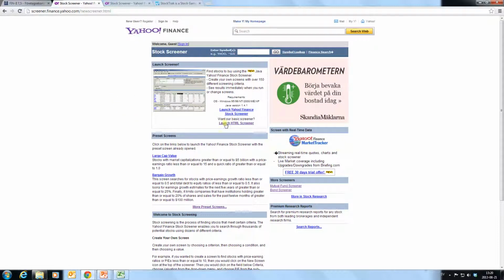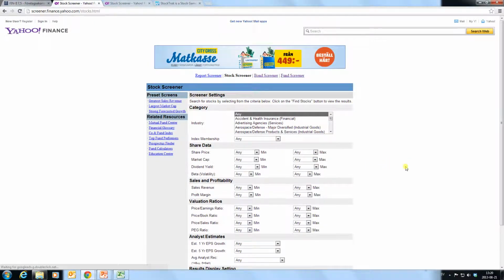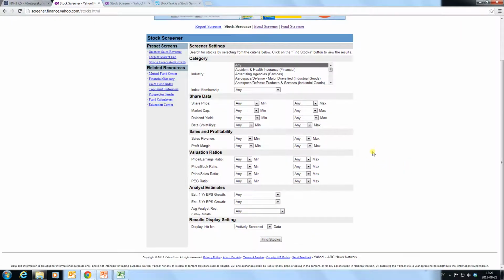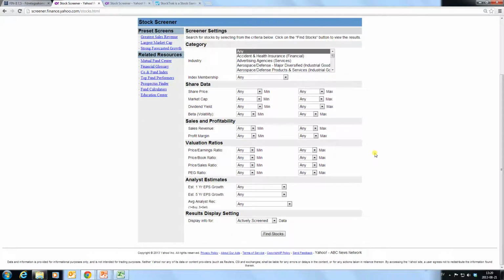And the one I'm going to use is the basic screener, which is their HTML screener. So we just click on this link, and we get to the following page. Okay, so here we have screener settings. So when you use a screener, they're going to have a very large base of companies available, and then to narrow your search you have to give the screener some criteria to work with.